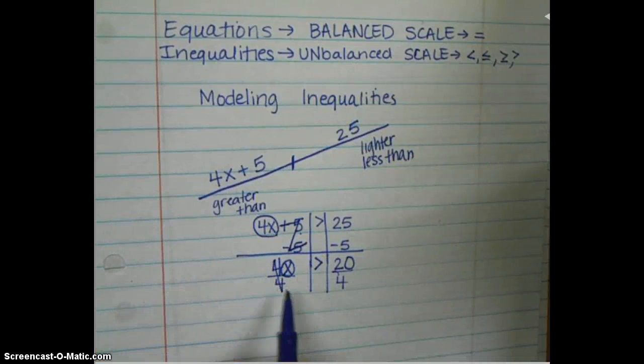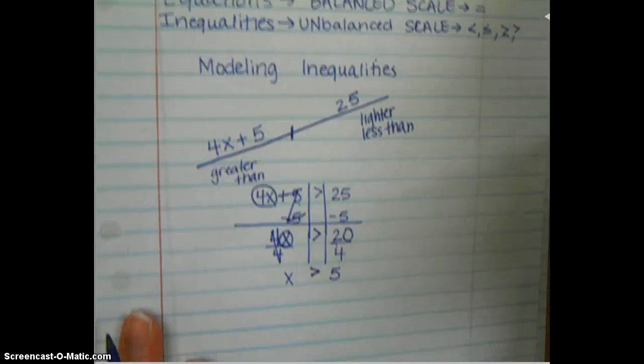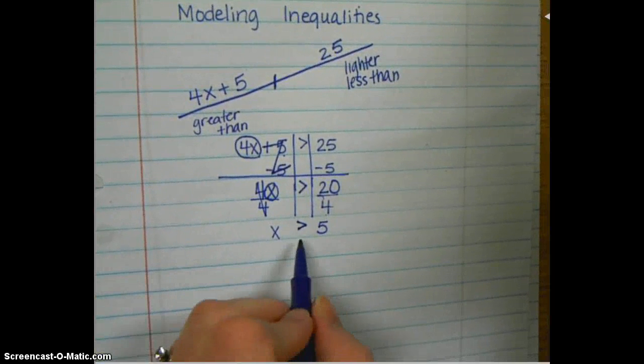4 divided by 4 would be 1. There's your 1x. Greater than 20 divided by 4 would be 5. So x has to be greater than 5. And let me show you how we would check on this. So x has to be greater than 5.